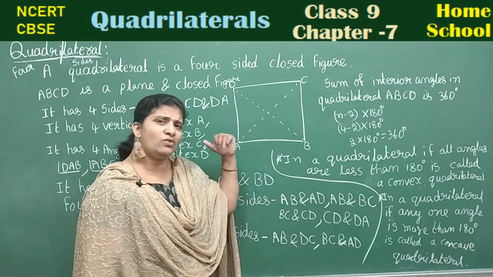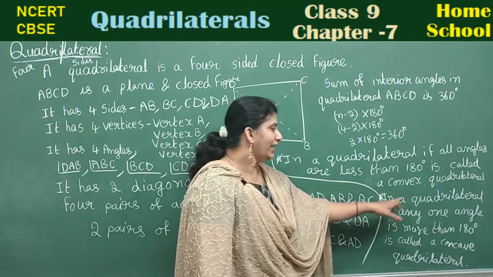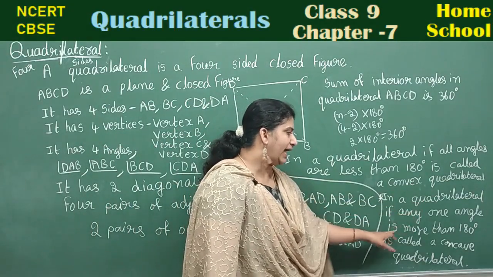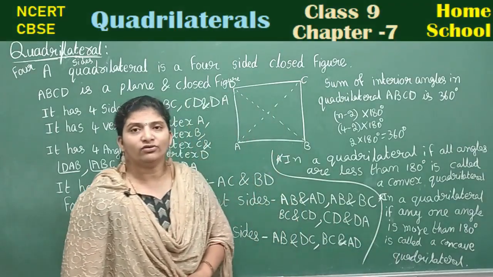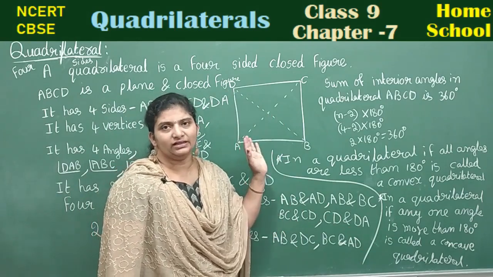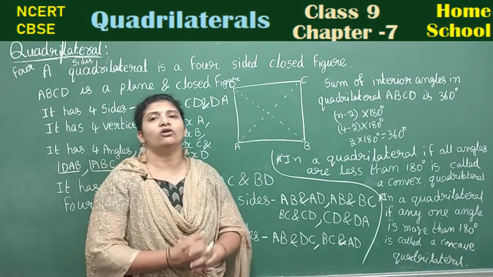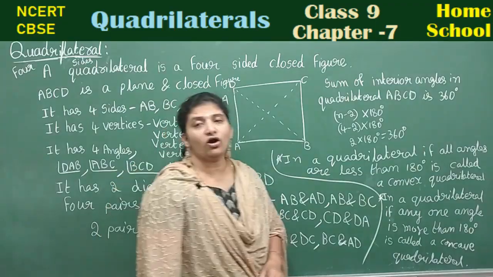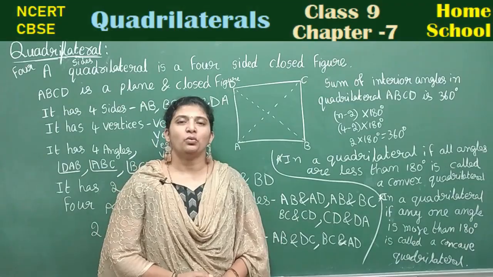Suppose any one angle is more than 180, read the statement. In a quadrilateral, if any one angle is more than 180 degrees, it is called a concave quadrilateral. Suppose any one angle is more than 180, then we call this quadrilateral a concave quadrilateral. Let's have a recap of this.